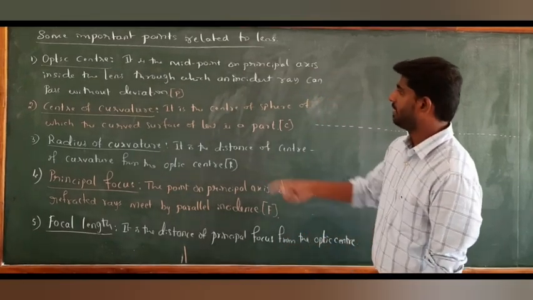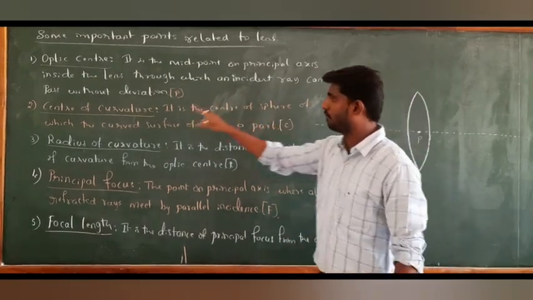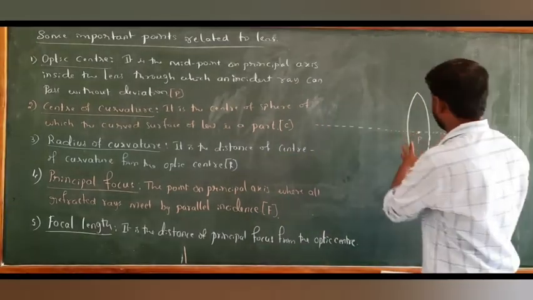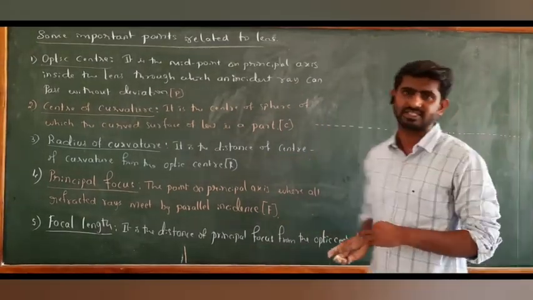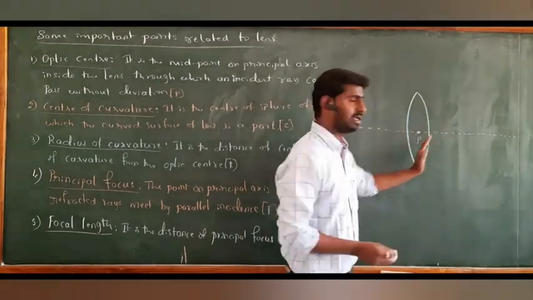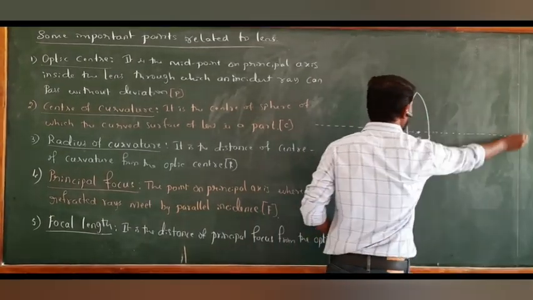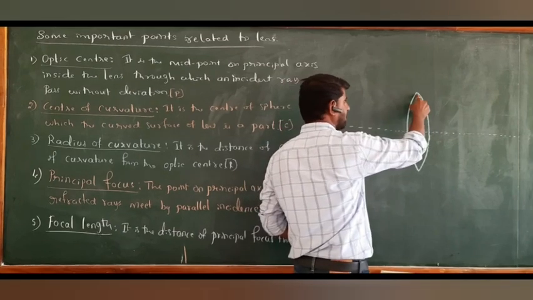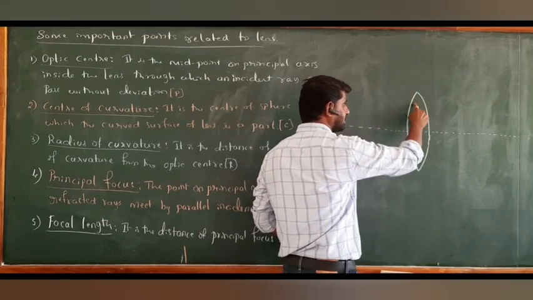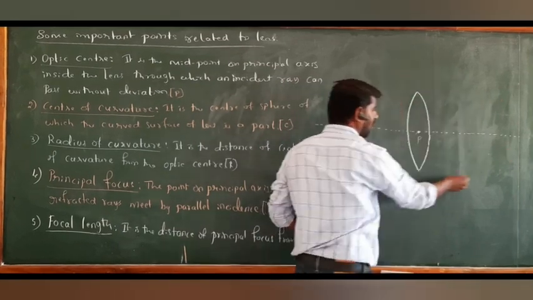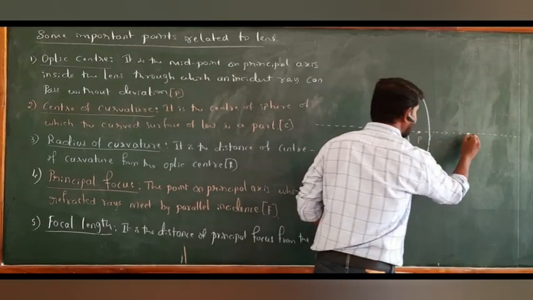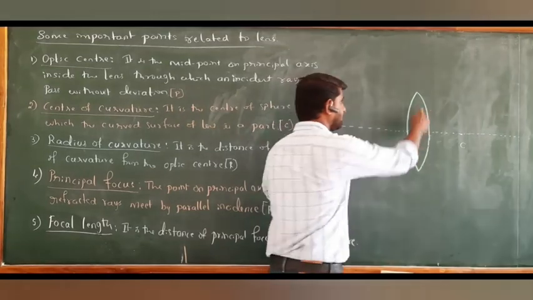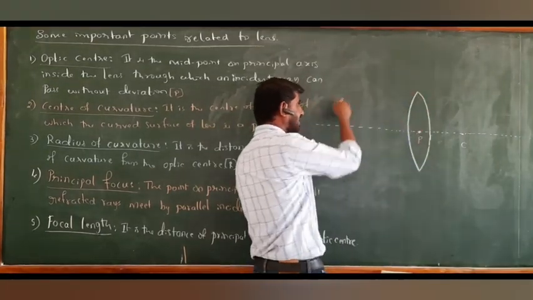Center of curvature is the center of the sphere of which the curved surface of the lens is a part. In our lens there are two curved surfaces, first one and second one. If I extend this one, there will be one sphere. Here is another sphere. I can say this surface is a part of a sphere, and that sphere should have a center of curvature. And this surface is also part of another sphere.